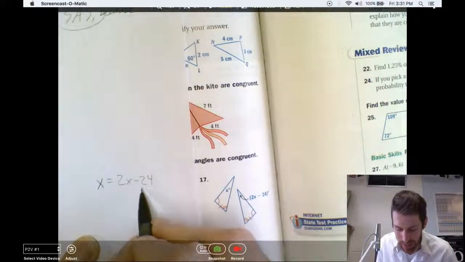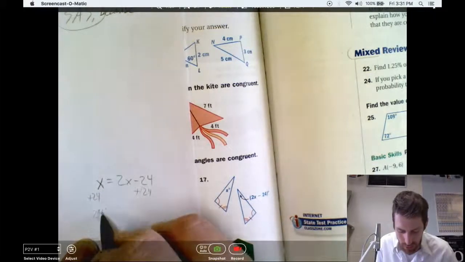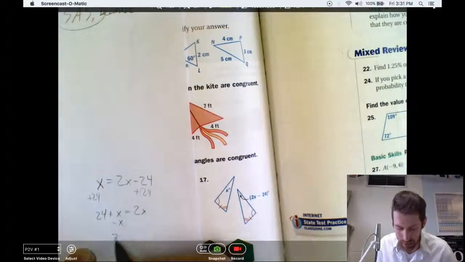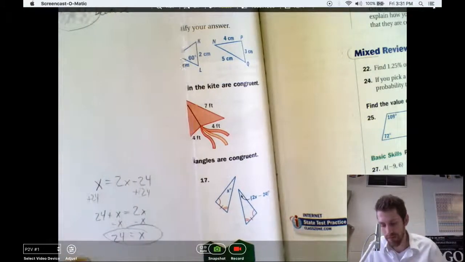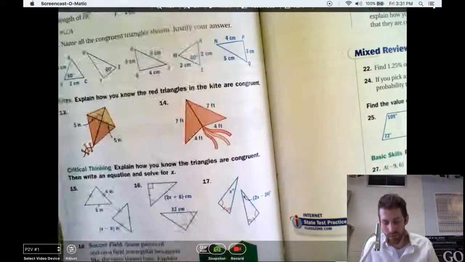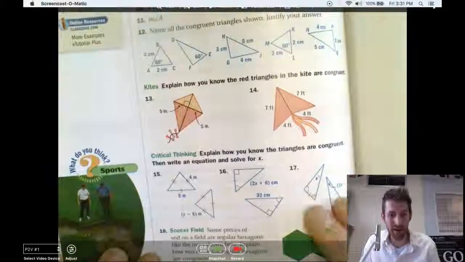So now let's just solve it. I'm going to add 24 to both sides. So I got 24 plus x equals 2x. Now I'm going to subtract x from both sides. And 2x minus 1x just gives you x. So x equals 24. Solve for x. That's what we did. I'm going to do one more because I think this is kind of hard stuff.